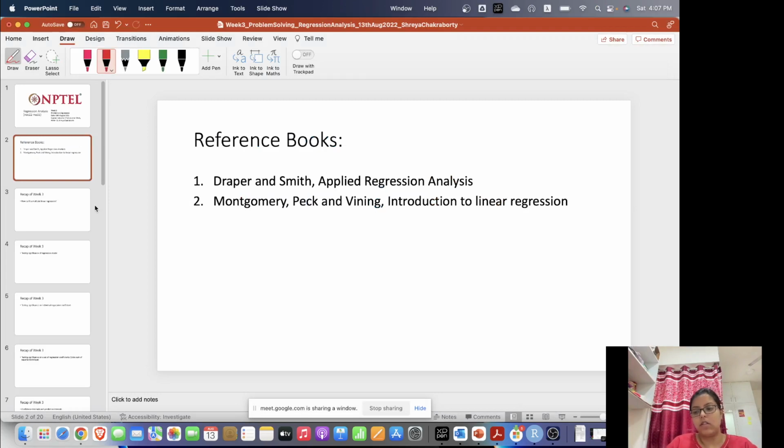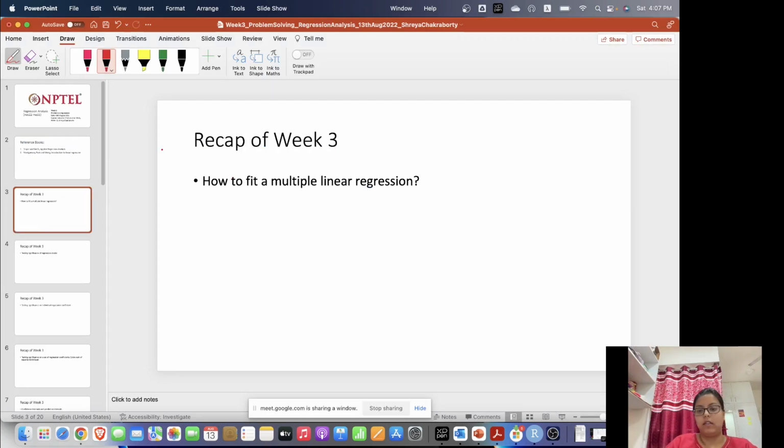So these are the reference books that were suggested, and previously we learned how we should fit a multiple linear regression. For a multiple linear regression, there would be one response variable and several predictor variables, and we would fit something like this. This would be my multiple linear regression model. In case of simple linear regression, we would have only one predictor. In case of multiple, we'll have more than one predictor.